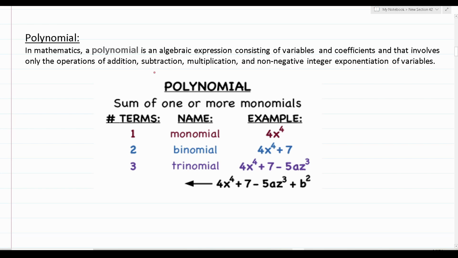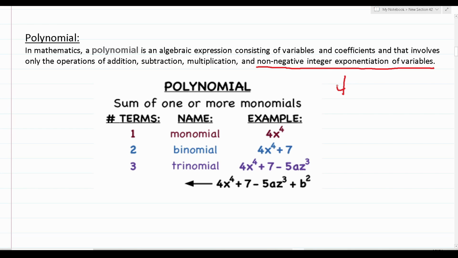very simple and straightforward. So our definition here says, in mathematics, a polynomial is an algebraic expression consisting of variables and coefficients that involves only the operations of addition, subtraction, multiplication, and non-negative integer exponentiation of variables. Well, while it's easy to understand addition, subtraction, and multiplication, what does non-negative integer exponentiation of variables mean? It means that the power to which you raise the variable can't be negative.